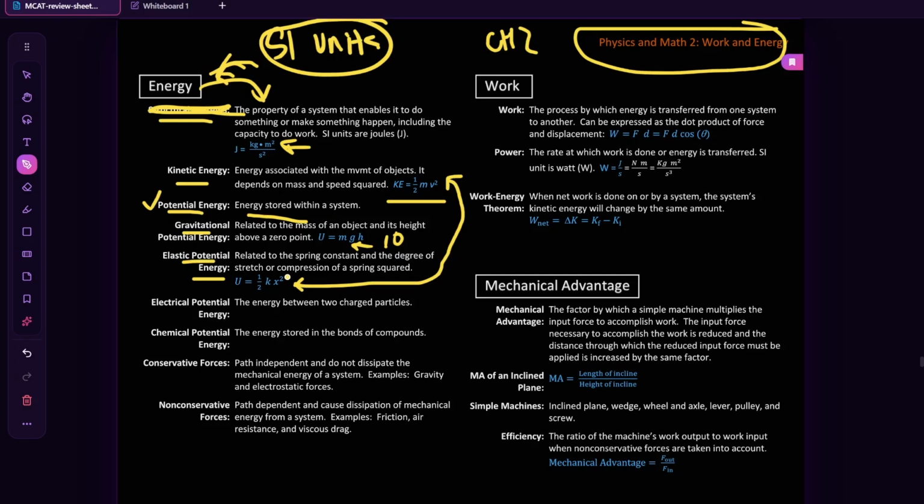So an example you might have is a spring with a spring constant, K equals 200 newtons per meter, compressed 0.1 meters. How much is the elastic potential energy? So that's a simple question where you just plug in the variables, for example.